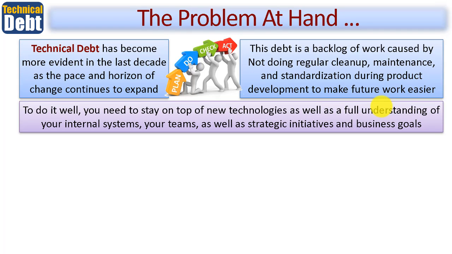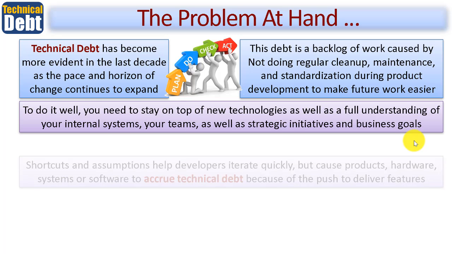So to do it well, you need to stay on top of new technologies as well as a full understanding of your internal systems, also of your teams, as well as strategic initiatives and business goals. Here you can see I'm making it clear to you that this is not just an engineering problem or a technical problem. I'm using the word technical debt because it's well understood and it's fine for our purposes. However, perhaps a more appropriate term might be specialist debt or even business debt, because that ultimately is what will occur if it's not managed.